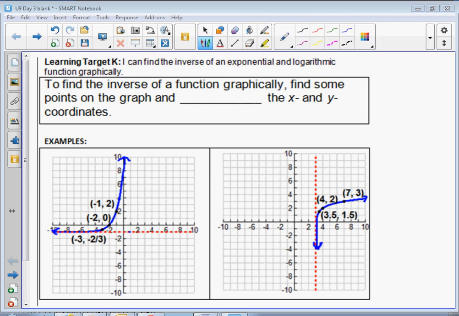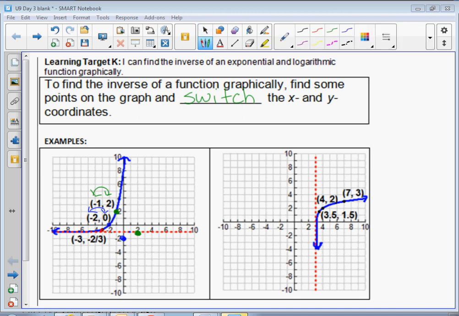Since they're inverses of each other, we're going to take some points and switch the x and y values. Find the inverse of a function graphically. Find some points on the graph and switch the x and y coordinates. So here is the point -1, 2. Switch the x and y value. We want to plot the point 2, -1. 2, -1 will be a point on our inverse graph. If we take the point -2, 0, switch that. We're going to plot the point 0, -2.